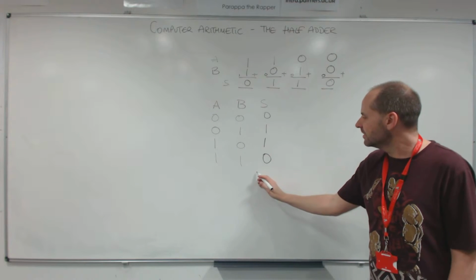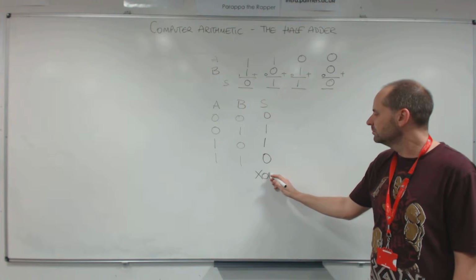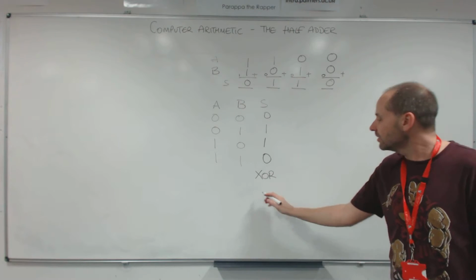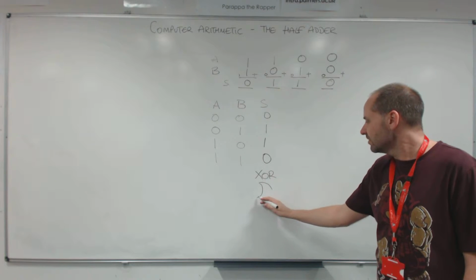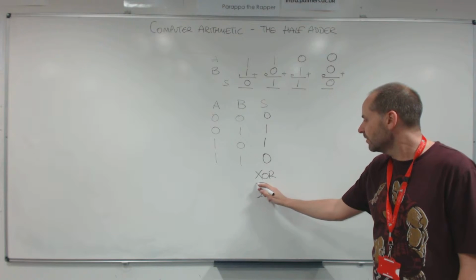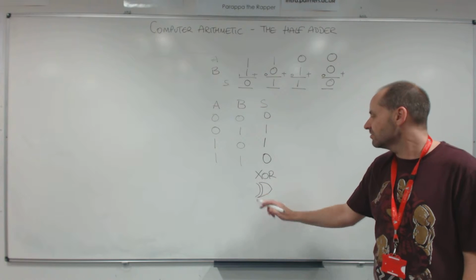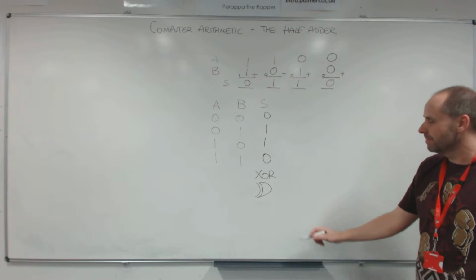Well, that is our friend, exclusive OR. And if we're talking about a logic circuit, it looks like this. I never like drawing OR. It's a horrible shape to draw. It's an OR with an extra line. That's exclusive OR.